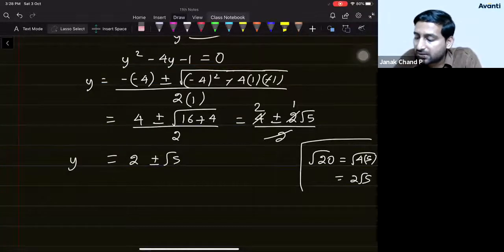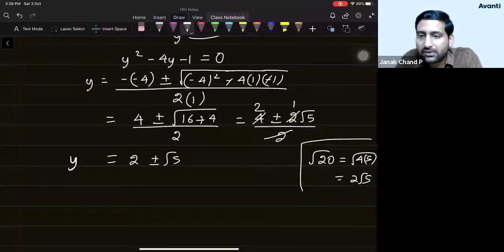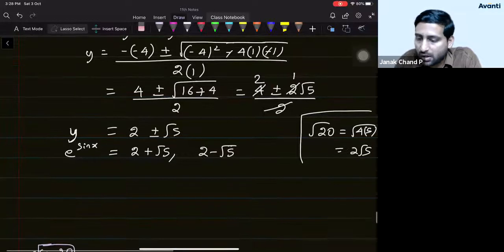The main thing is, what is the conclusion that you draw after this? Remember, this y was not the actual question. We have taken this only for our simplification. The actual meaning of y is e to the power of sin x, right? Which is equal to, we can consider it as 2 plus root 5, or it should be 2 minus root 5. Okay, now comes the main thing.